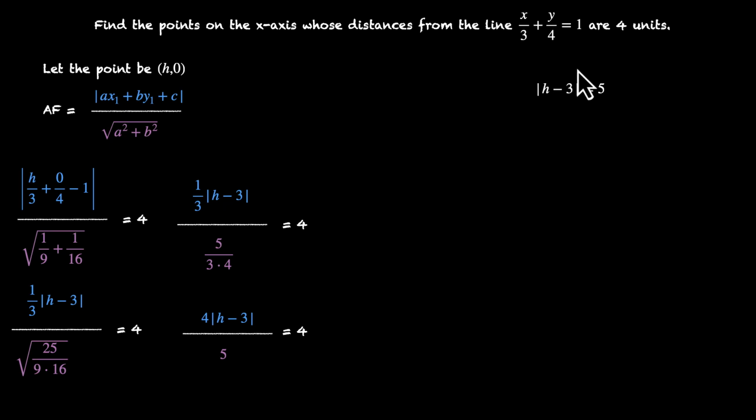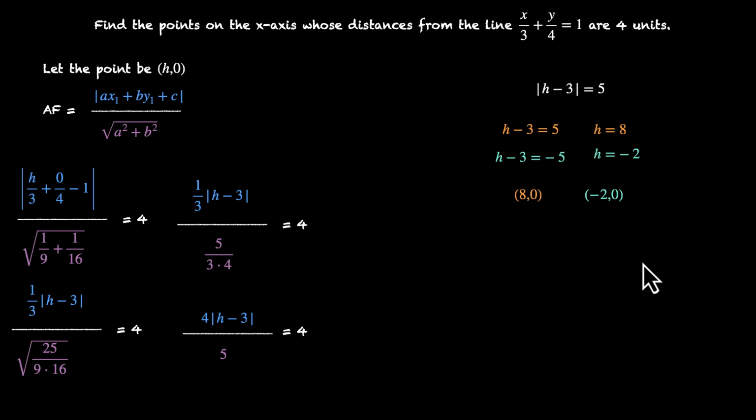If something mod is 5, this means that something could be 5 or minus 5. So h minus 3 equals 5, that's the first equation. H minus 3 is equal to minus 5, this is the second one. Both of these will give us values of h, which means we'll have 2 points on the x-axis that satisfy the condition. Solving the first one, we have h equals 8. The second one gives h equals minus 5 plus 3, that's minus 2. Which means our points are (8, 0) and (-2, 0).